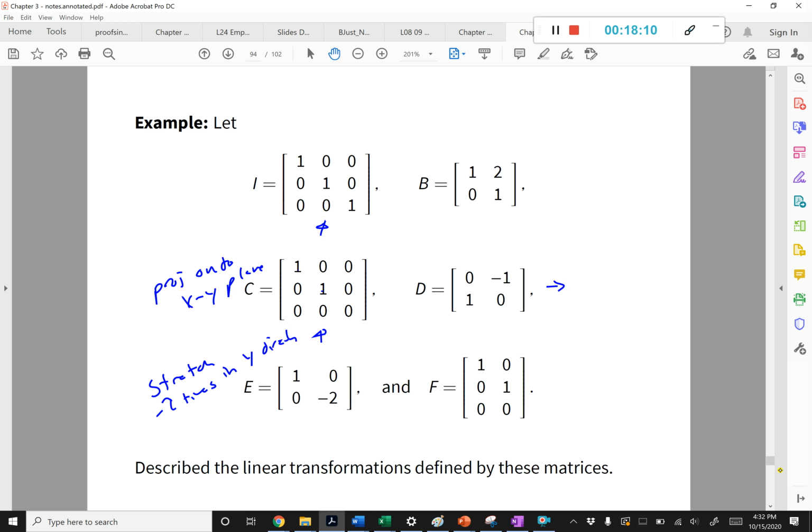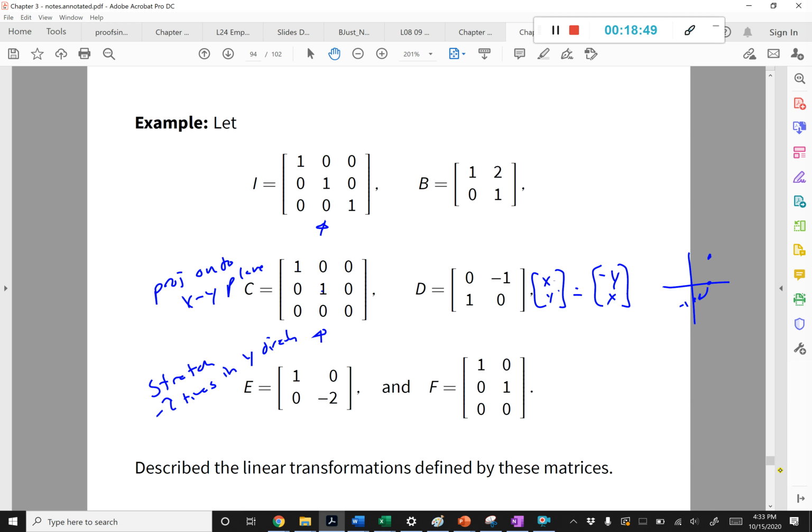This was a rotation of some sort. So let's think about this. If I multiply it by x, y, I'm going to get a minus y and an x like this. So what does that mean? Let's say if I start with 1, 0, I end up with 0 and a minus 1. So it looks like I'm rotating that way.